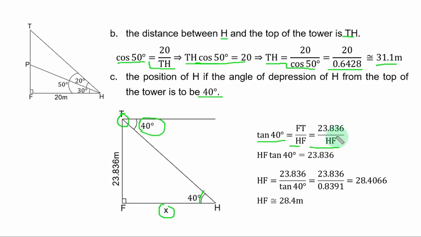If you multiply through by HF to clear the fraction, you have this result. You have to divide through by tan 40 degrees to get HF in this form, and that is this. If you divide, you have 28.4066. To 3SF, HF is approximately equal to 28.4 meters.